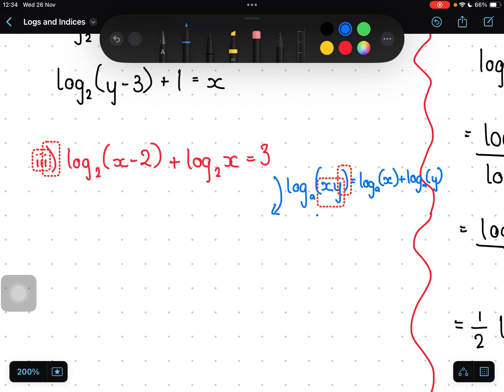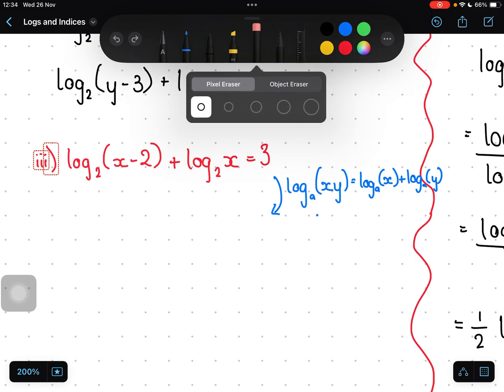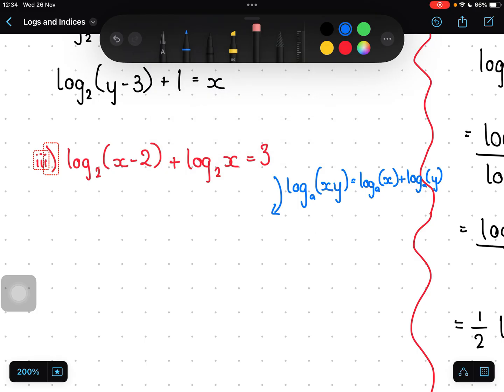So with that in mind, I can actually merge that left hand side together. Sorry, I forgot how big that rubber was. I can actually merge that left hand side together so that I get log with a base 2 of, but I need to multiply, those are the brackets, the x minus 2 needs to multiply by the x.